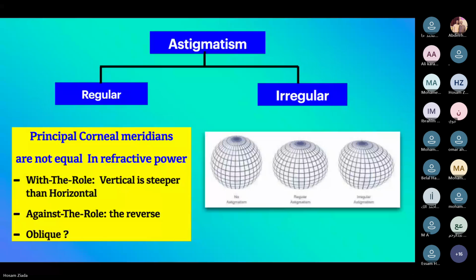But if the vertical is higher in power than the horizontal, so the refraction through the vertical will be more powerful than the refraction through the horizontal. So the eye will get two foci, not one focus. So it's called an astigmatic eye.